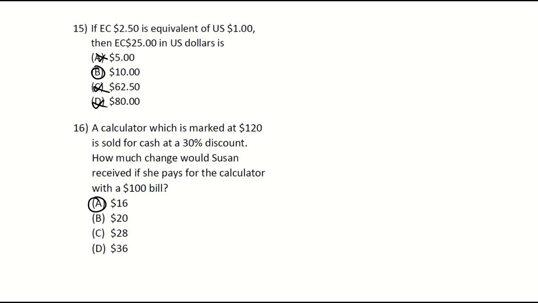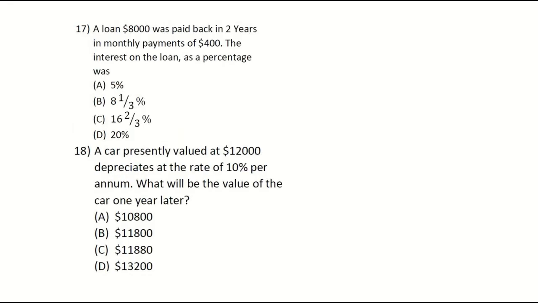84 subtracted from 100 is 16. A loan of 8,000 was paid in 2 years by monthly installments. We did this question. The interest was 2,000, which was 20%. If I'm not mistaken, 24 by 400 was 9,600. We saw that the interest was 1,600. 1,600 over 8,000 multiplied by 100 over 1 is 20%.